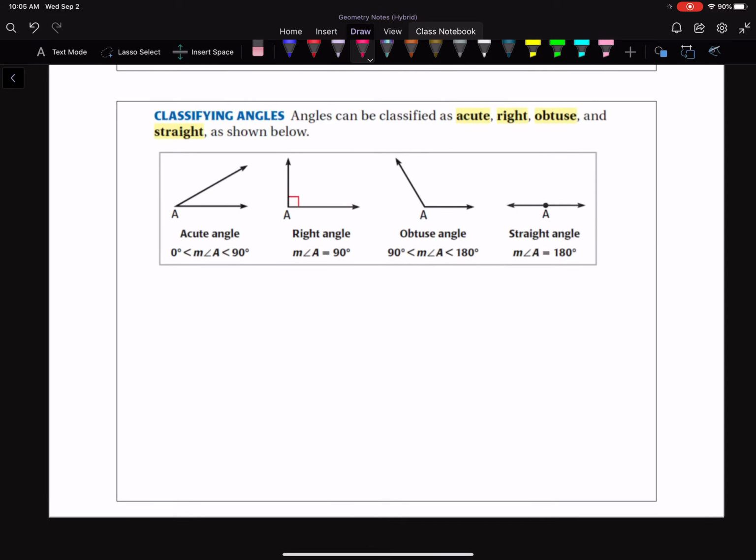And the last thing here is just classifying angles. We can call angles acute, right, obtuse, and straight as shown below. So an acute angle is an angle less than 90 degrees. A right angle is exactly 90 degrees, no more, no less. An obtuse angle is between 90 and 180. And then a straight angle is exactly 180. So notice these two right here, right angle and a straight angle, they are exact degree measurements. The rest are ranges. And that's it, lesson 1.